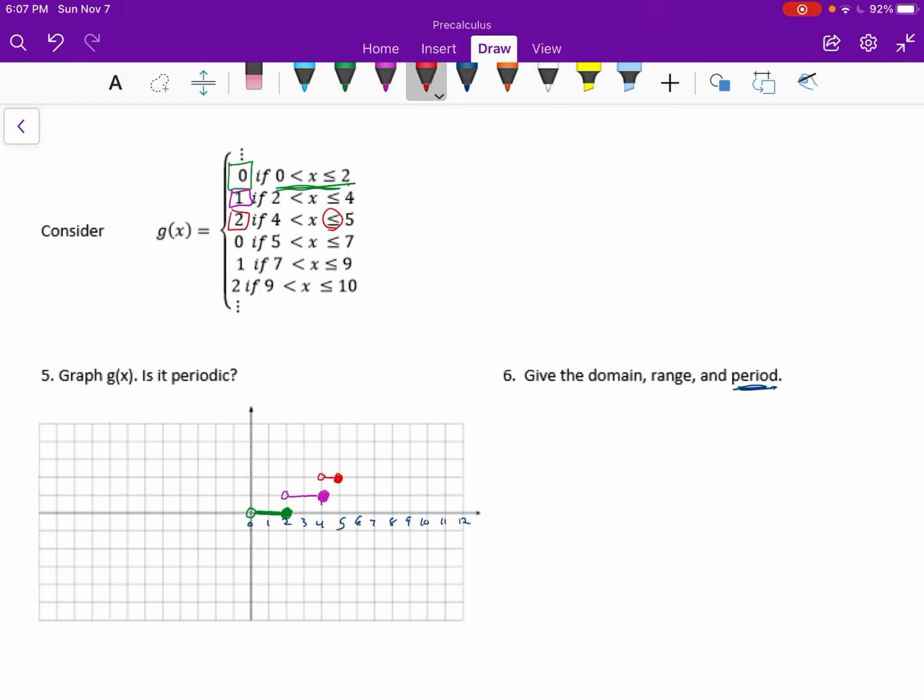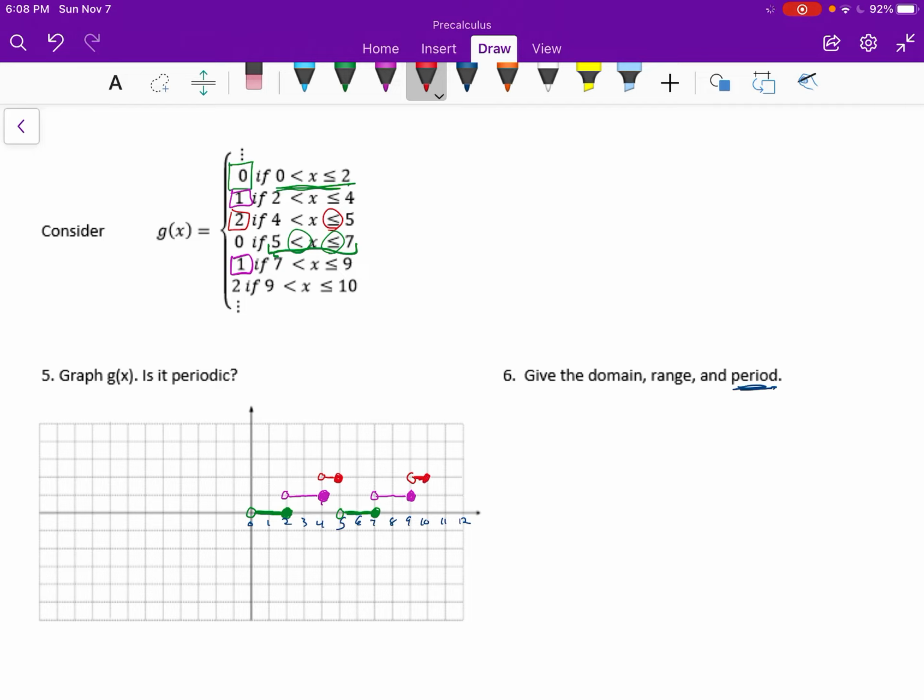It's asking if it's periodic, so let's keep graphing. We're at 0 again. 0 for 2 units from 5 to 7. Left is open, right is closed. And then 1 from 7 to 9. So from 7 to 9. Left is open, right is closed because of the inequality signs. And from 9 to 10, it's 2.